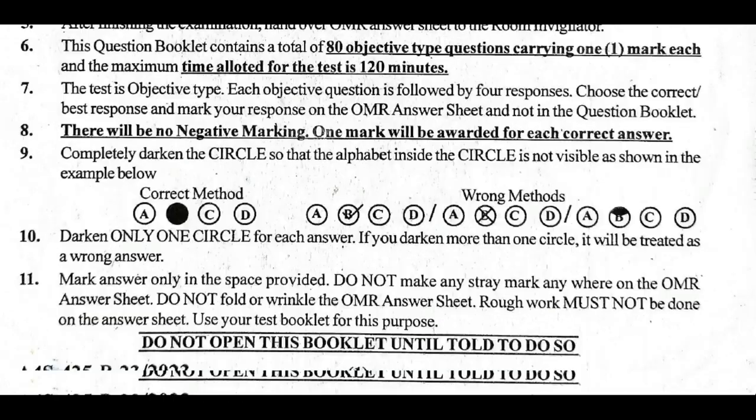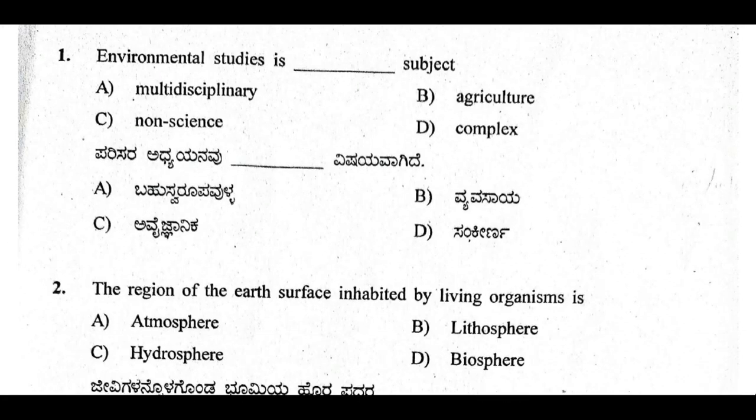We will understand what are the options given and which one is the right option. Environmental studies is dash subject, as the options are A, multidisciplinary, B, agriculture, C, non-science, and D is complex. It's a very simple answer. Option A, multidisciplinary, is the right answer. Environmental study is a multidisciplinary subject because it comprises the various branches of studies like chemistry, physics, medical science, life science, agriculture, public health, etc. And it is the science of physical phenomena in the environment. Environmental study deals with every issue that affects an organism. So therefore, multidisciplinary is the right answer.